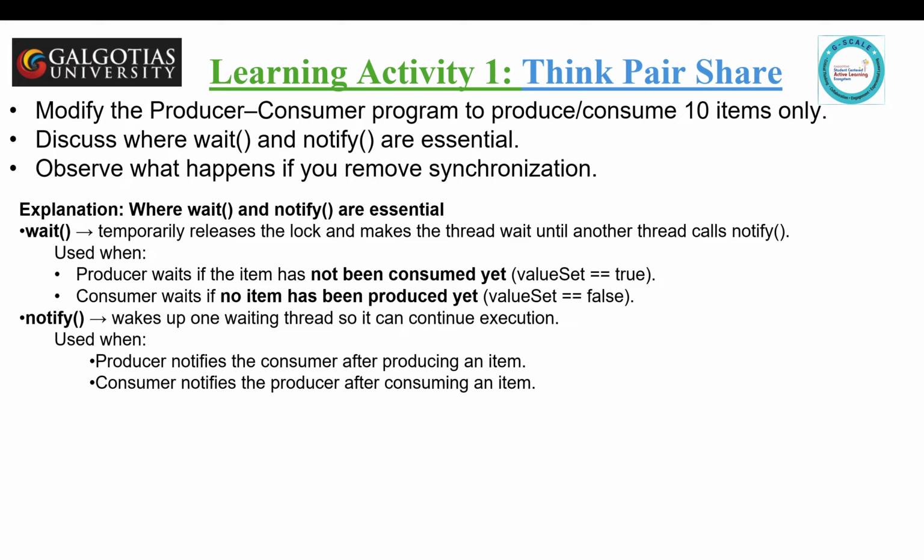The wait method temporarily releases the lock and makes a thread wait until the notify method is called. The producer waits when the item has not yet been consumed. The consumer waits when no item has been produced. The notify method wakes up one waiting thread so that it can continue execution.